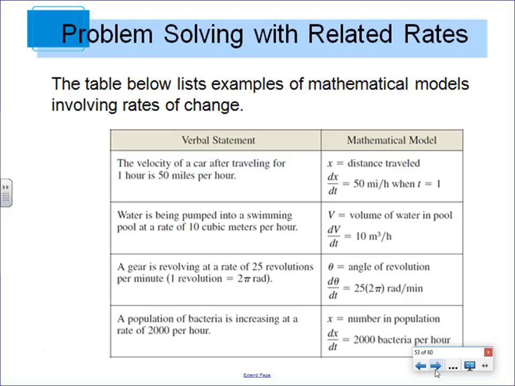If you're talking about the velocity of a car, we already know this one, right? Velocity is dx/dt, the derivative of position with respect to time. If water is being pumped into a swimming pool, why are the units cubic meters? Because volume is changing, right? If a gear is revolving at a rate of 25 revolutions per minute, and 1 revolution is 2 pi radians, which we should know anyway, what are the units of the rate of the gear? Radians, exactly, so angle, d theta/dt.